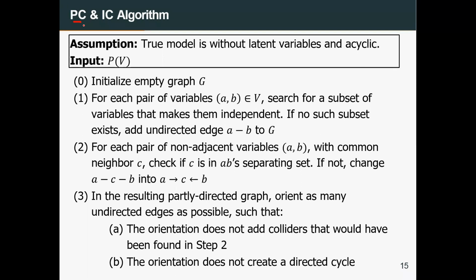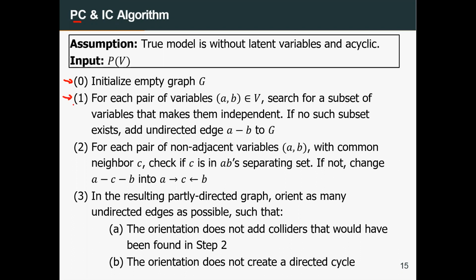Go on. Okay, I can add in references later on. So for this algorithm, the assumption that we're going to make is that the true model doesn't have any latent variables, and it's also acyclic. It proceeds in three different steps, not counting the very first one, which just initializes this empty graph G.